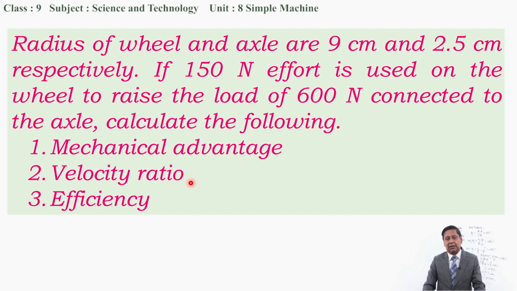And to get velocity ratio, we have to use the formula. Velocity ratio is equal to radius of wheel upon radius of axle. We can take 9 centimeter in numerator, 2.5 centimeter in denominator, and we'll get velocity ratio. And for efficiency, eta is equal to MA by VR into 100%. And this is very easy. MA and VR both are calculated previously, and efficiency can be calculated easily.